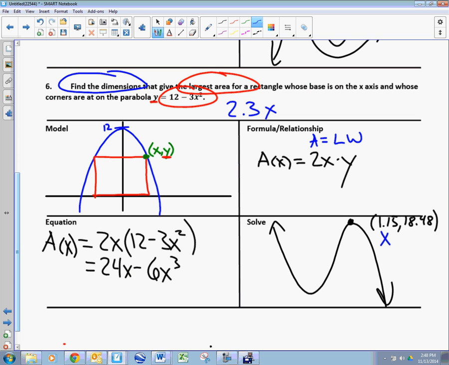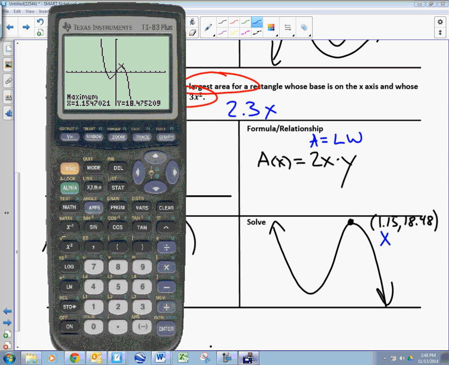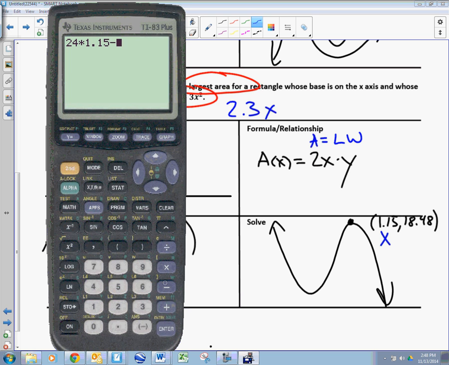How do you get the y value? I plug in x. What is x? 1.15. So I will plug that in. 12 minus 3 times 1.15 squared. And when I do that, I get 8.03.